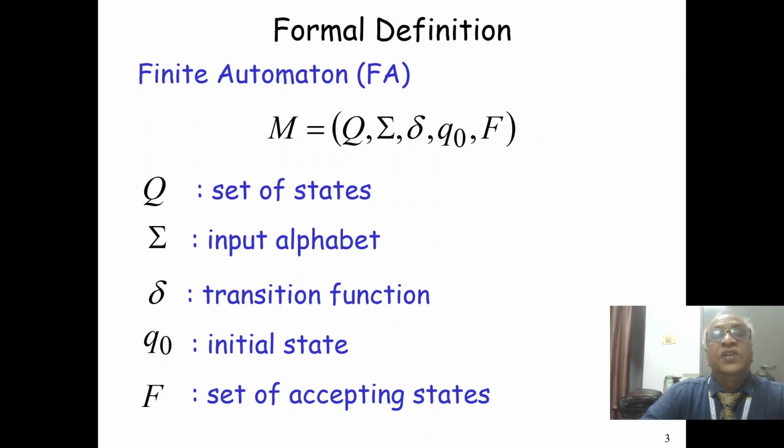The formal definition of a finite automata is given by a 5 tuple value. M is equal to the tuple values Q, sigma, delta, Q0 and F. Q stands for set of states. Sigma is input alphabet. Delta is transition function. Q0 is initial state. F is set of accepting states.